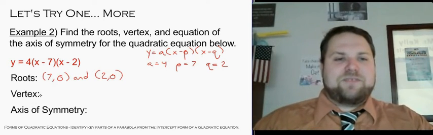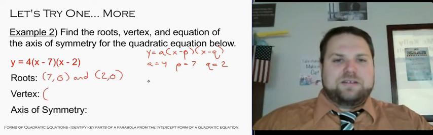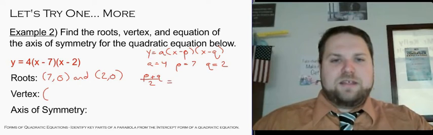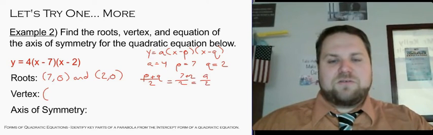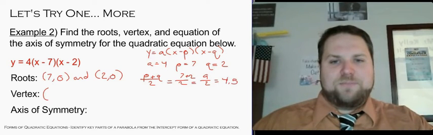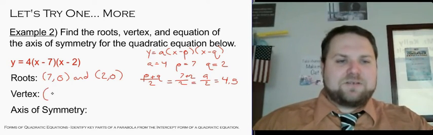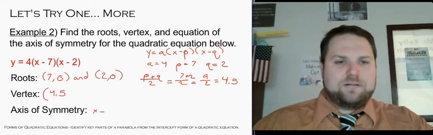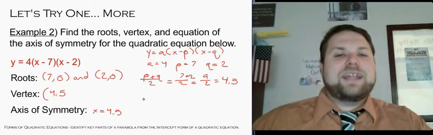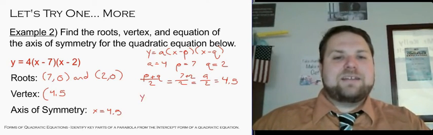So that's the nice part about intercept form. If we're pressed, we can find the vertex. So to find the x-coordinate, I'm going to do p plus q over 2. And so I get 7 plus 2 divided by 2 is going to be 9 over 2, or if you're a decimal kind of guy or gal, that would be 4.5. So now that I have that x-coordinate of 4.5, I know my axis of symmetry is going to be at x equals 4.5, and now I just have to substitute that back in to the equation.